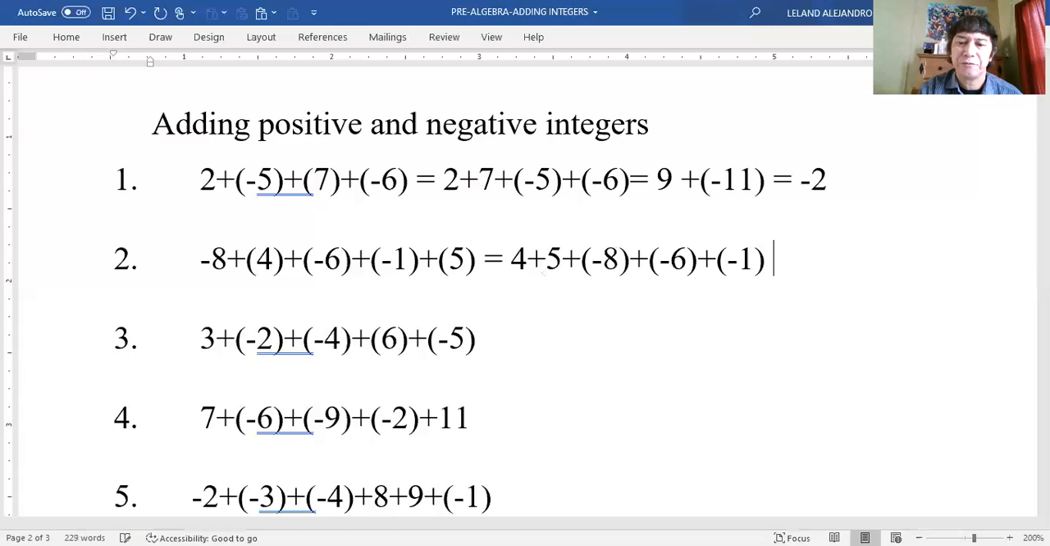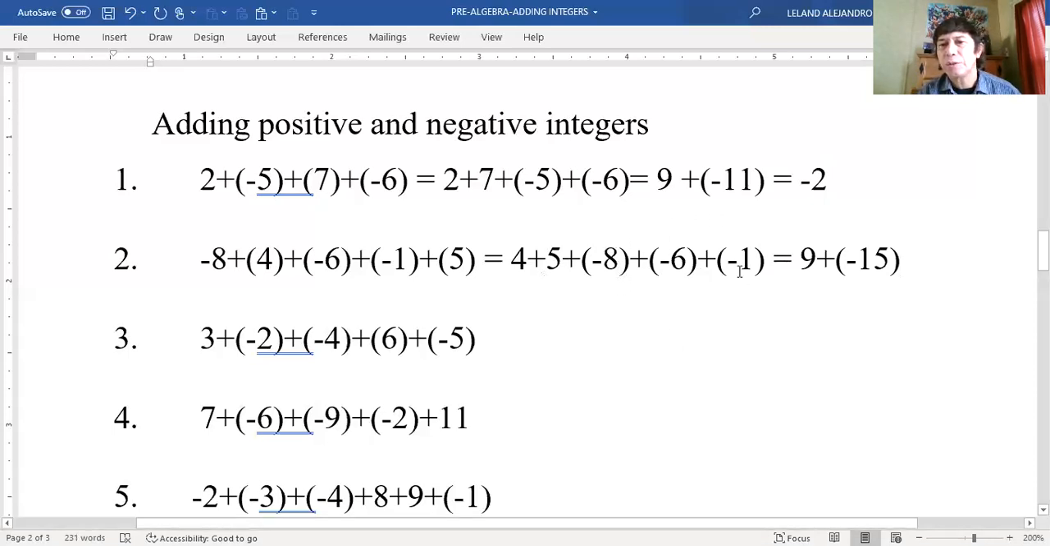So let's add first the positives. So 4 plus 5 is 9, positive. And then we add now the negative numbers to be added to this positive 9. So negative 8 plus negative 6 plus negative 1. That should be negative 15. And we already know how to add negative numbers. So we just add and then put the negative sign. So to add these negative numbers, it will be 6, 6, 8, and 1. That should be 15. And we write the negative sign there.